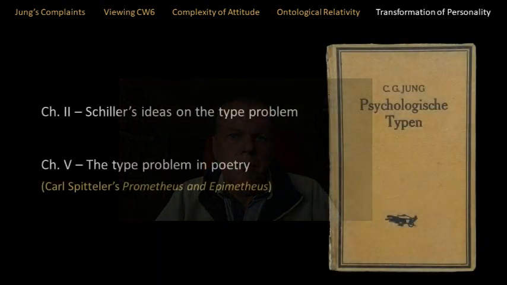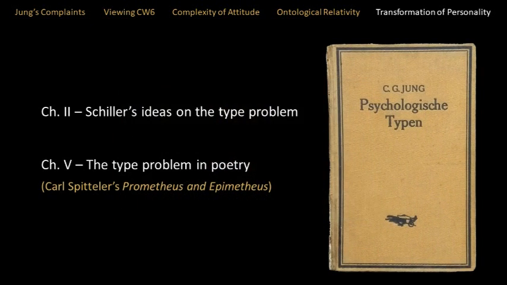However, there are a couple of additional points in Psychological Types that I'd like to draw out. As we've already mentioned, Jung highlighted chapters 2 and 5 as containing the main content of Psychological Types. These chapters review the work of Schiller and Spitteler. Jung weaves his understanding of the problem of opposites into the chapter on Schiller. He weaves his solution into the chapter on Spitteler, into his epic poem about the two brothers Prometheus and Epimetheus.